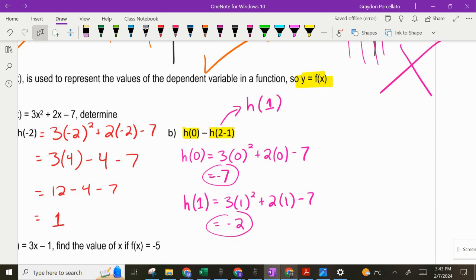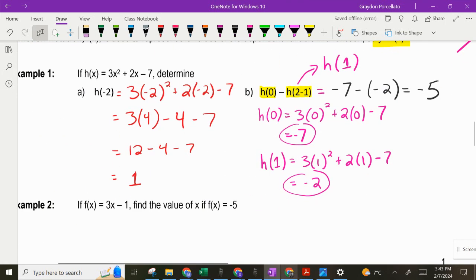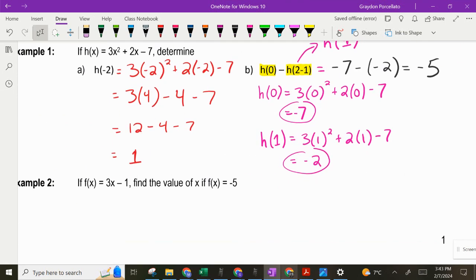And the question wants to know, well, what is h of 0 minus h of 1? Well, h of 0 is negative 7, and h of 1, we're subtracting, is negative 2, and negative 7 minus negative 2 is negative 5. Okay? That's all we're doing there. You're subbing them in independently and then figuring out what your solution is. Okay? All right. Let's continue.